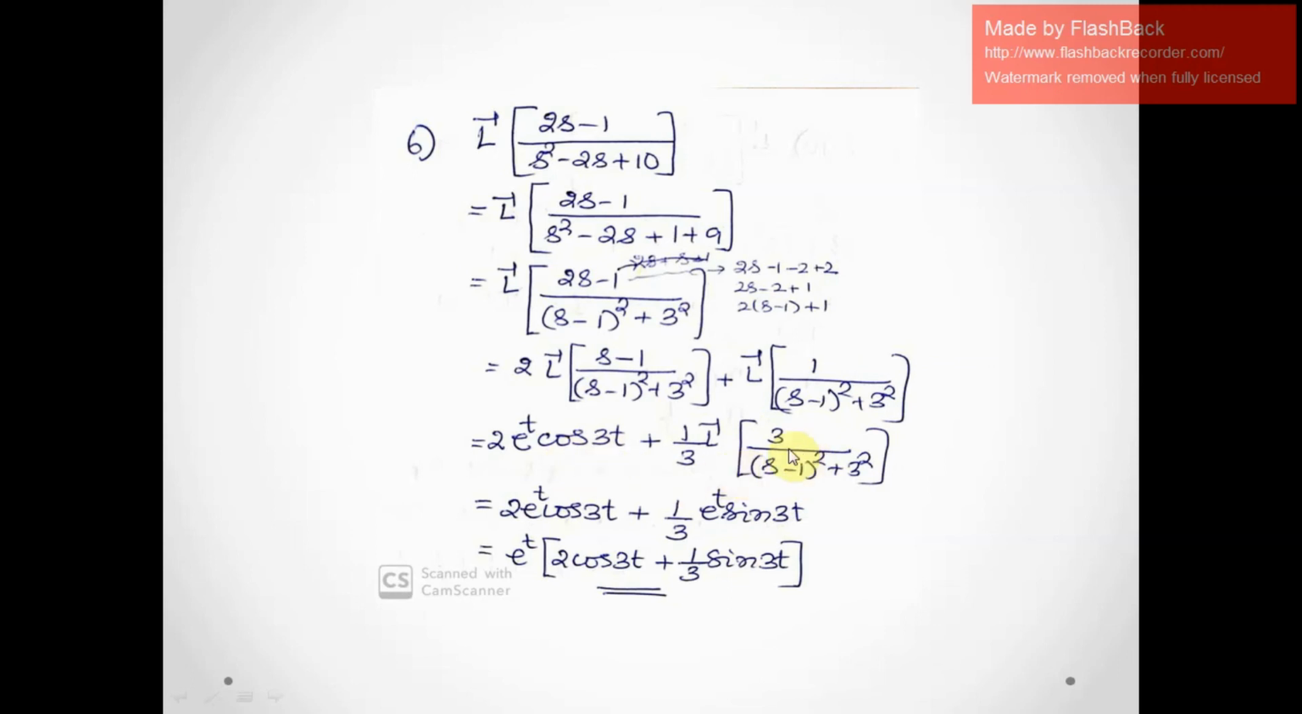Simplify all this. 1 by 3 is as it is, s minus 1 so that I have a shifting of e power plus t. Take e power t common, 2 cos 3t plus 1 by 3 sin 3t is the solution for the sixth problem.